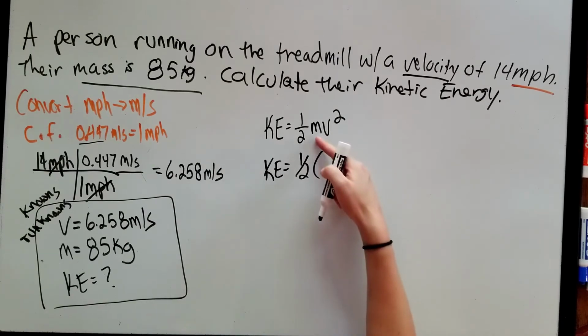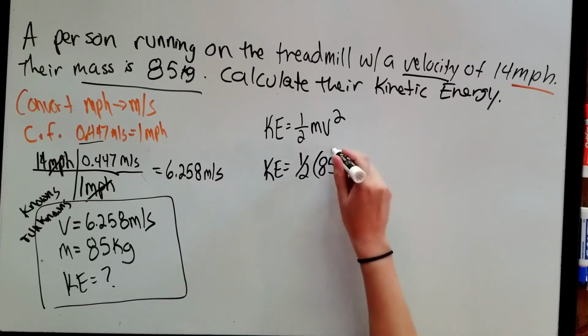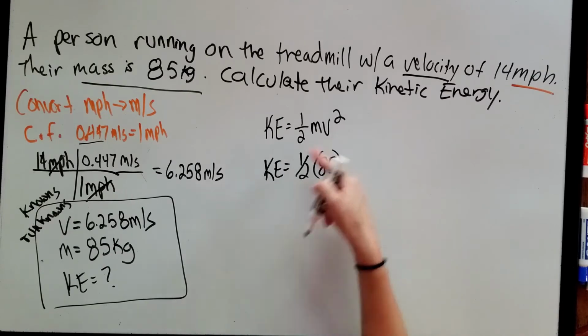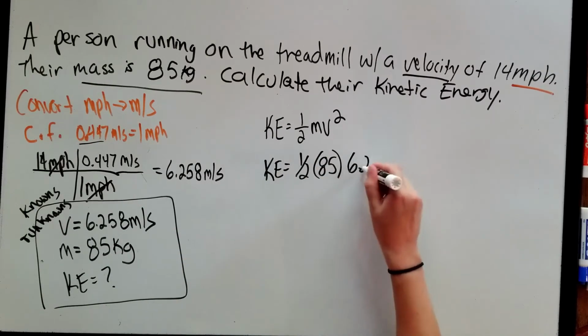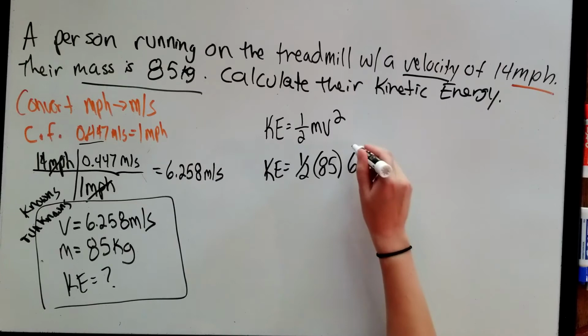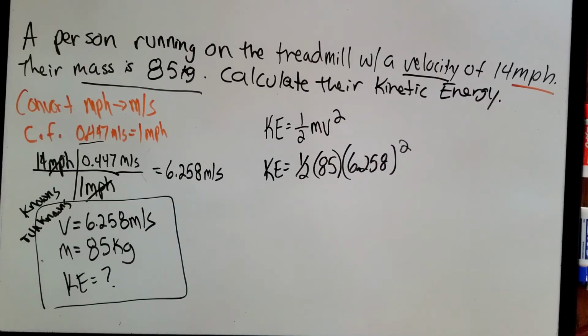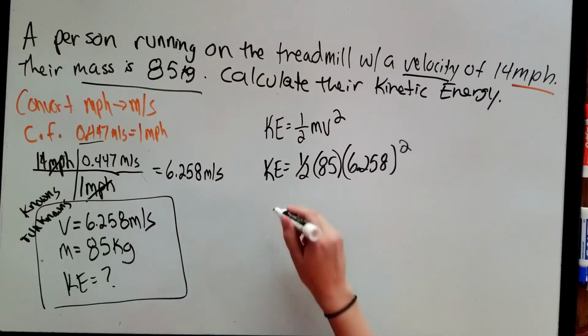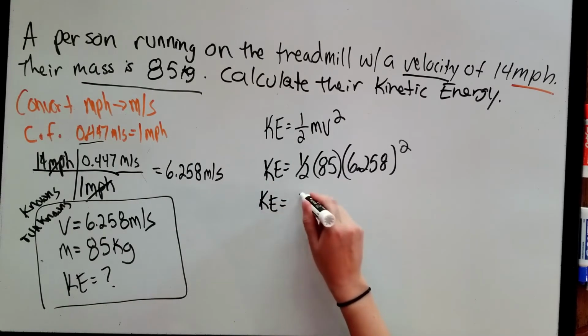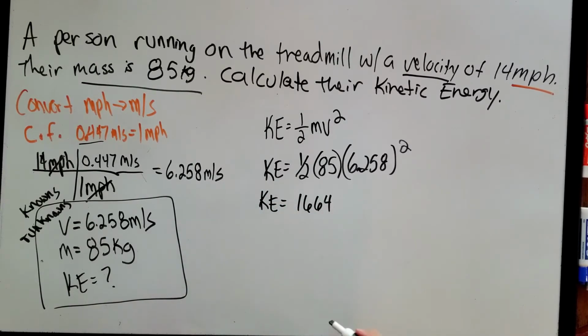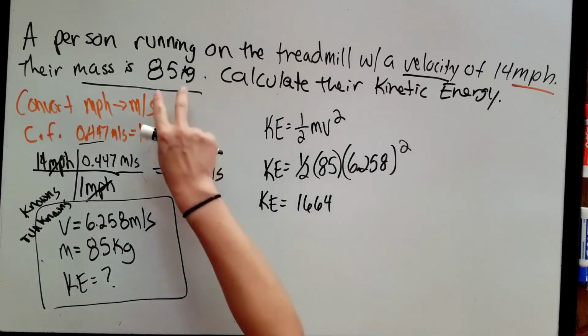Just going to plug in my mass, 85. My velocity, 6.258. And make sure to square the velocity. Okay? If you forget to square it, you're going to get the wrong answer. So 6.258, I'm going to square that. I'm going to multiply it by 85 and multiply it by 1/2, 0.5. Now I get 1664.